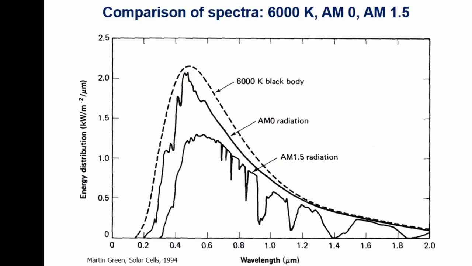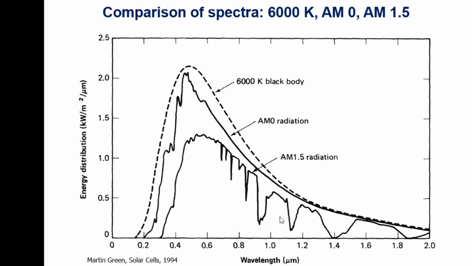Here you see the different spectra. As you learned, it's important because in the blue area, silicon cell is not very efficient. It's most efficient in the 0.8 micrometer region or 800 nanometers region. And you here see the difference in the spectra. So this is the surface of the sun. This is the irradiance, the spectrum received by our satellites, AM0. And this is on the ground at an air mass of 1.5.